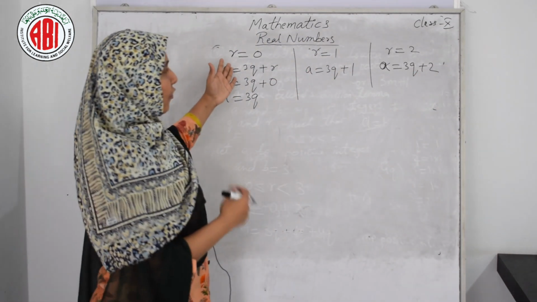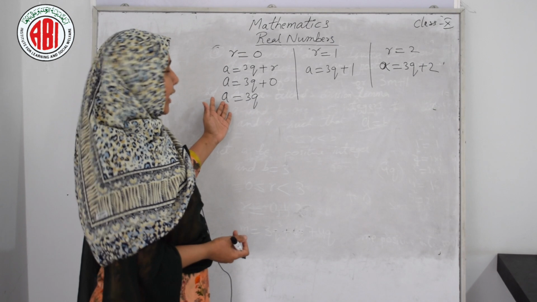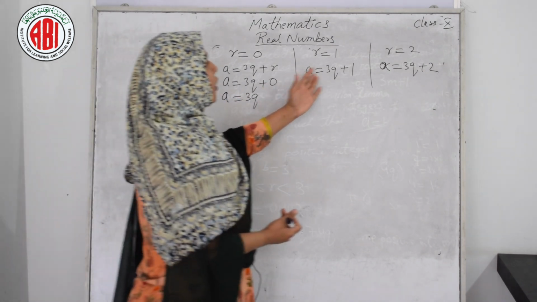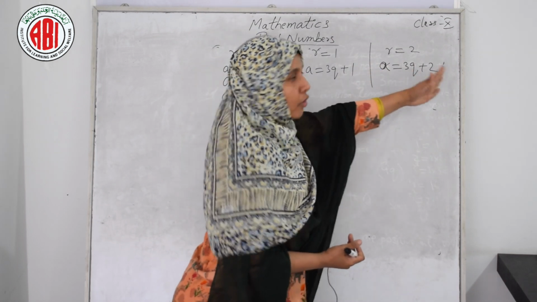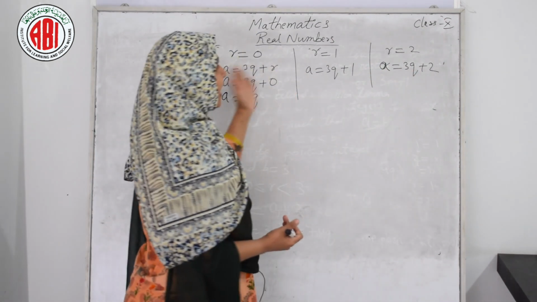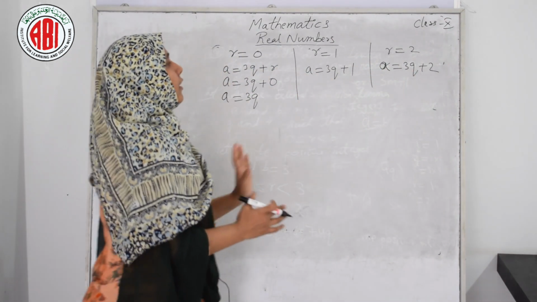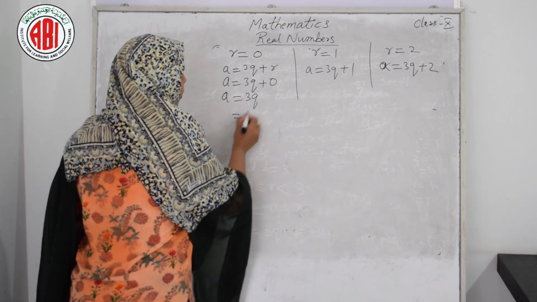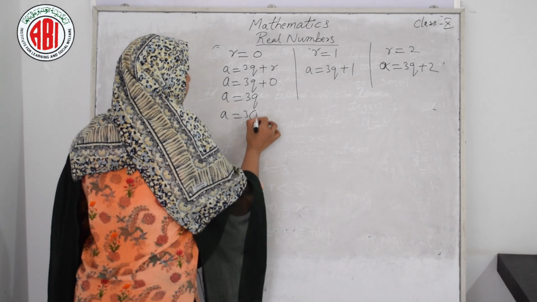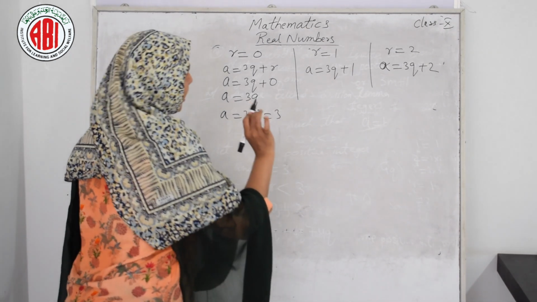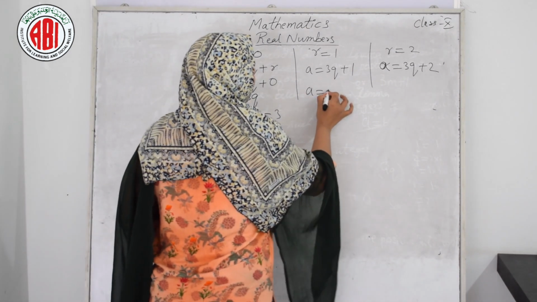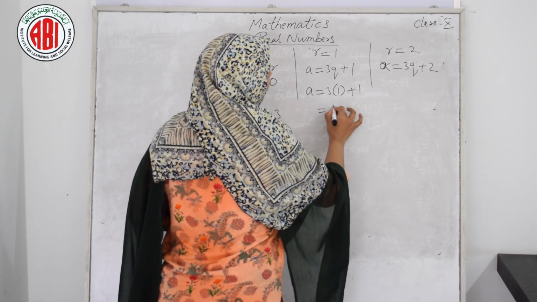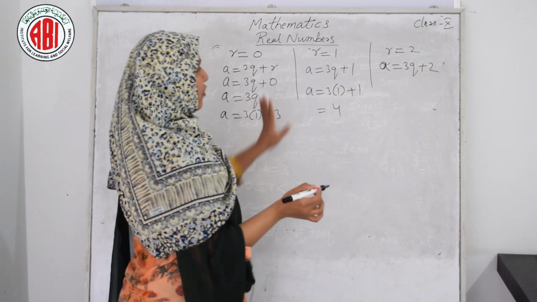So these are the positive numbers. A is a positive integer. So a is 3q we got, a is equal to 3q plus 1 we got, and a is equal to 3q plus 2 we got. These are nothing but positive integers, right? Suppose if I take q equal to 1, a is equal to 3 ones are 3. 3 is a positive integer. What about this? If I take q as 1, 3 ones are 3 plus 1, 4. 4 is a positive integer.